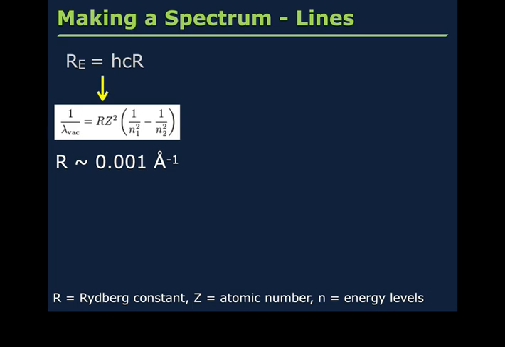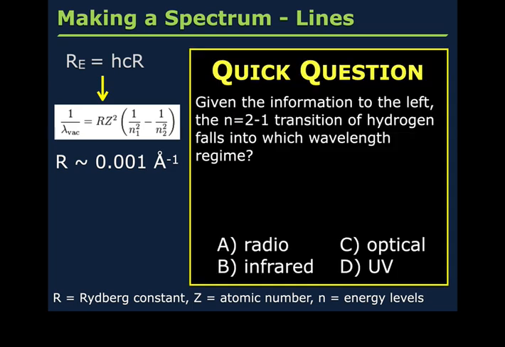Let's say that the Rydberg constant is approximately equal to 0.001 1 over angstroms. It's not quite that, but it's pretty close, and this makes our math way easier. So we'll stick with this approximation for the moment. With that in mind, grab a pencil and piece of paper if you just want to try and scribble out an answer. Given the information that we've put on the left, the 2-to-1 transition of hydrogen, so an electron jumping from the second highest energy level to the lowest energy level, from level 2 to level 1, that transition is going to fall into which wavelength regime?